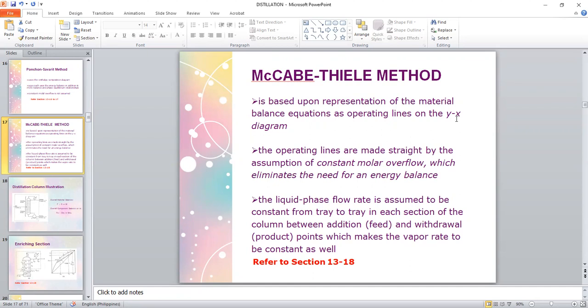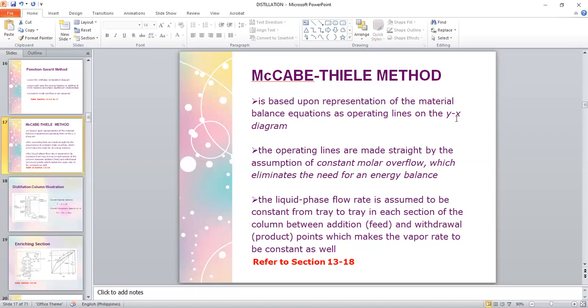Now, when you use the graphical approach, you need to construct the operating lines. We have, specifically, only 2 operating lines: the enriching section operating line and the stripping section operating line. However, when you're going to use the graphical approach, there is a 3rd line that you're going to plot together with these 2 operating lines. And that's the feed line, or we call it the Q line.